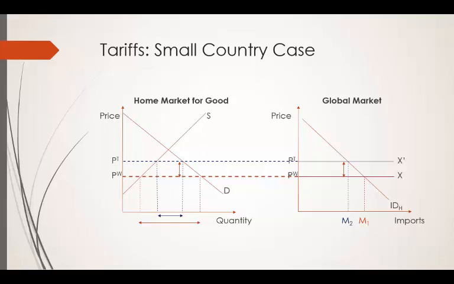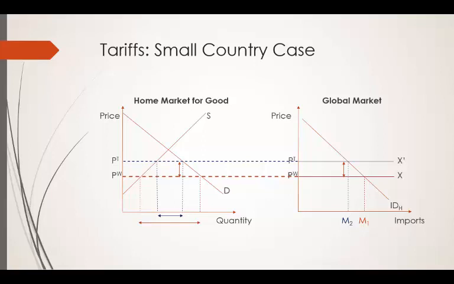Under free trade, the total surplus in the small country's home market is maximized, with a very large consumer surplus and relatively smaller producer surplus. At PW, producers supply a small quantity, and the rest of consumer demand is made up of imports.